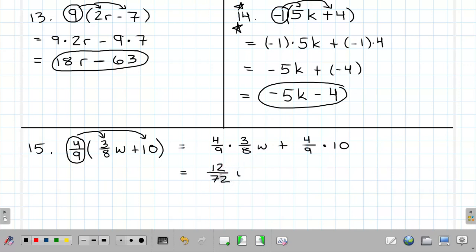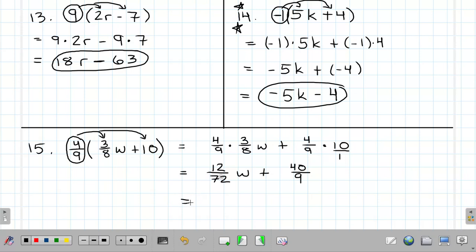And then the W has to stay there. Plus, in this case, we've got a special thing where we're multiplying a fraction times a whole number. But as always, we can turn that whole number into a fraction by putting it over 1. So 4 times 10 is 40 over 9 times 1 is 9.